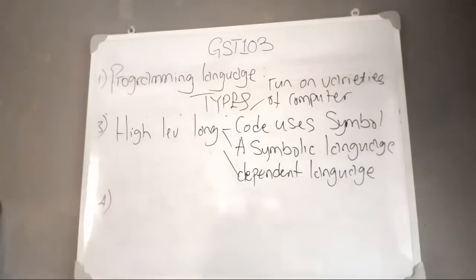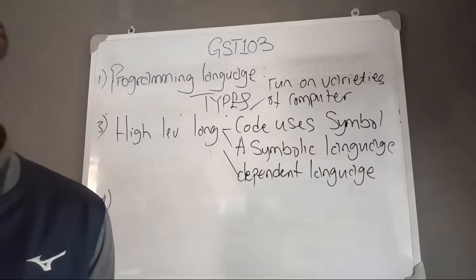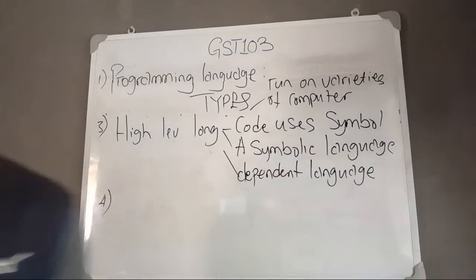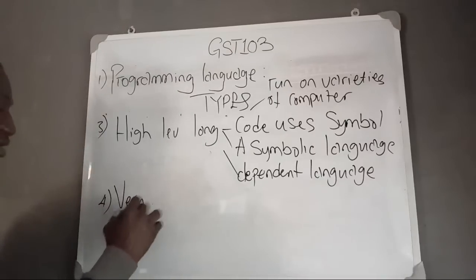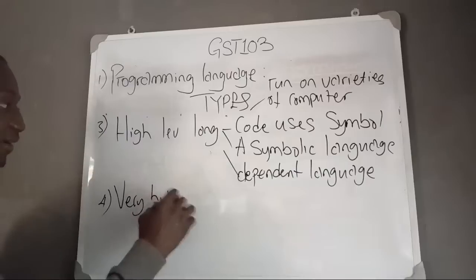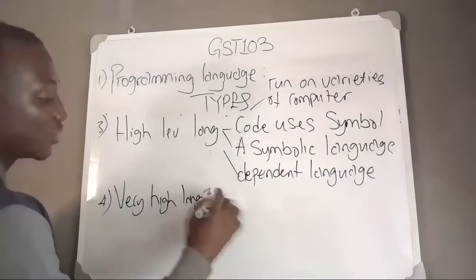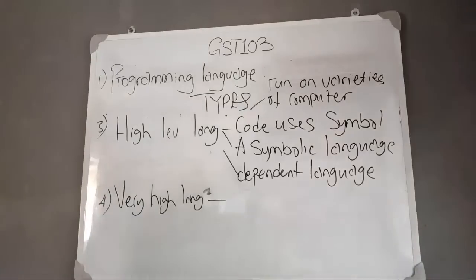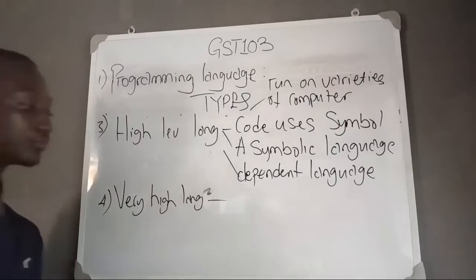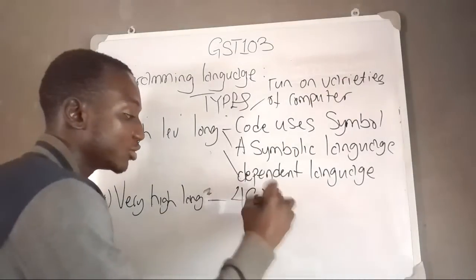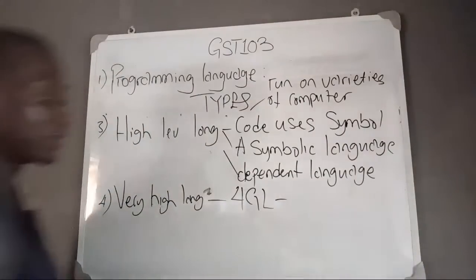The fourth one is said to be very high level language and is referred to as fourth generation computer language. Very high language is referred to as 4GL, which means the fourth generation language.